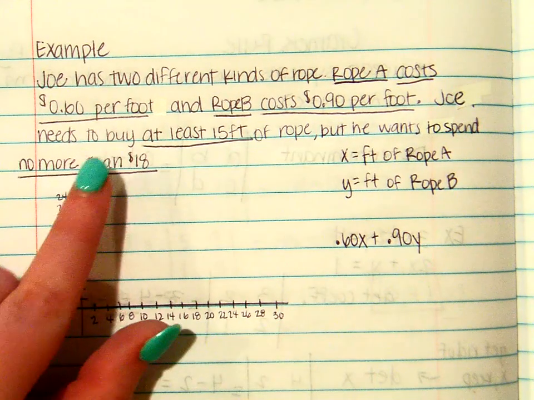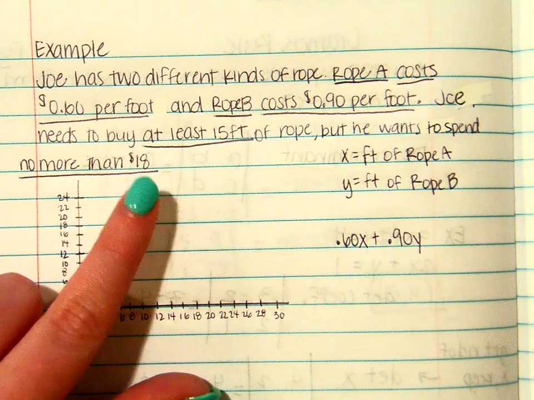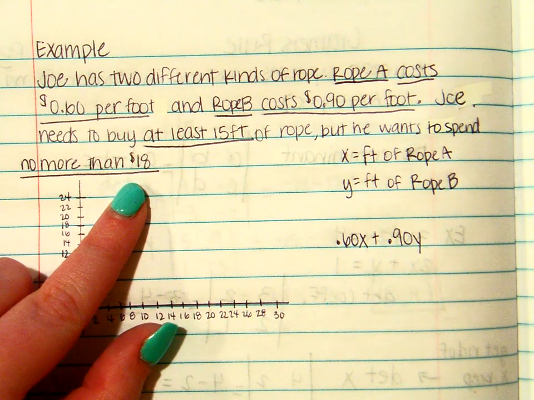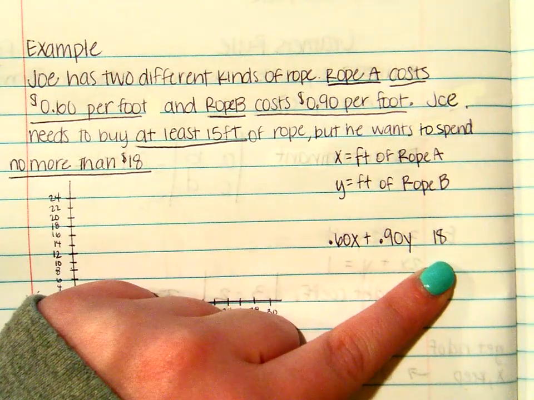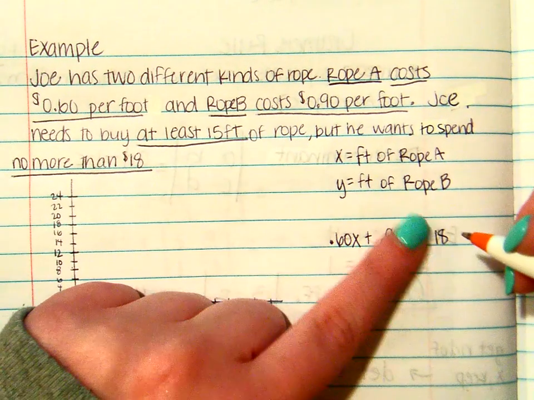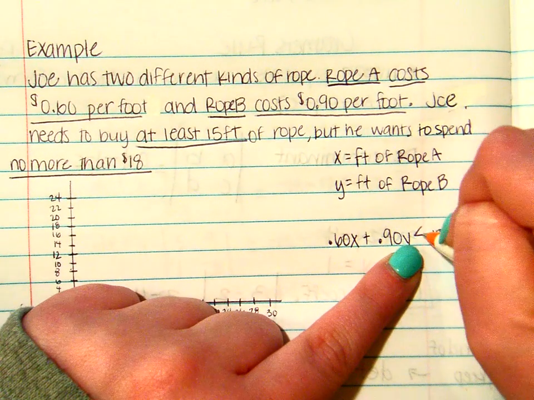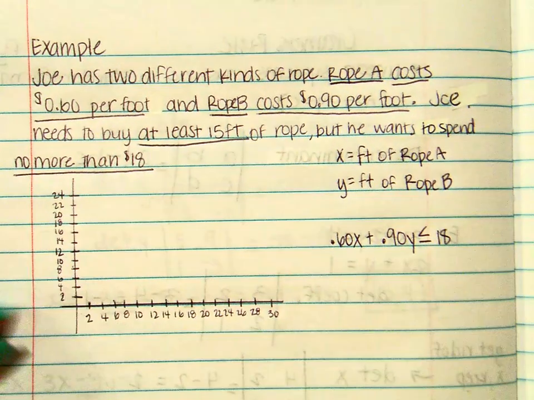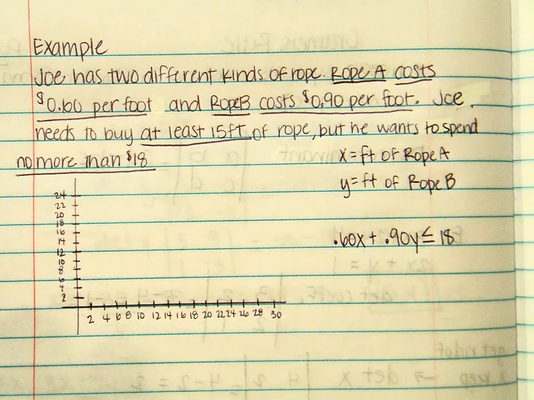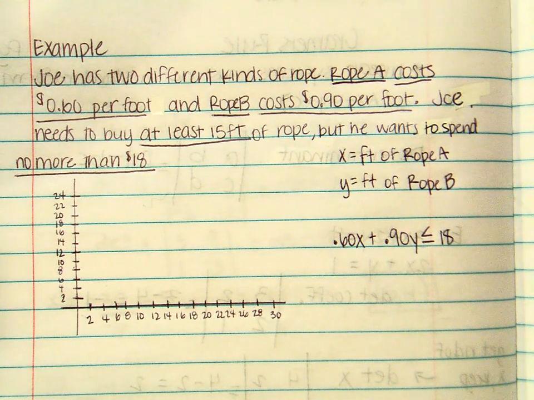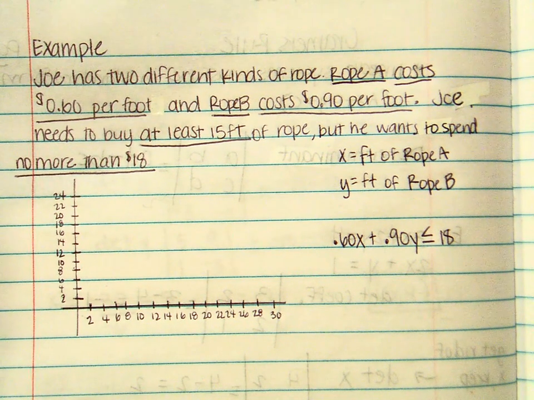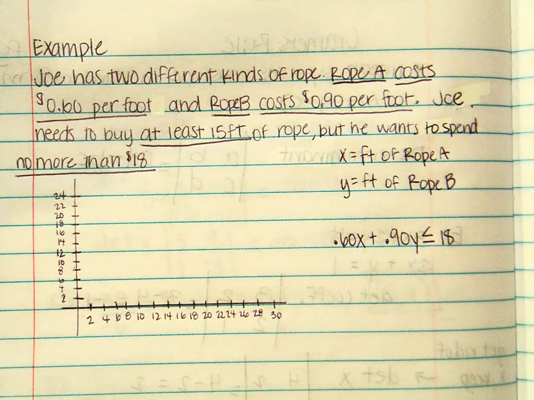But look at what we know about how much he wants to spend. He wants to spend no more than $18. Remember, no more than means that he can spend $18, but he can't spend over. So we're going to say we want his amount to be less than or equal to 18. Okay, there's one equation, but we've got 2 variables here, so the only way we can solve for 2 variables is if we have 2 equations, because that's what we've been doing with these systems. We've had 2 equations, and with those 2 equations, we solve for 2 variables, an X and a Y.